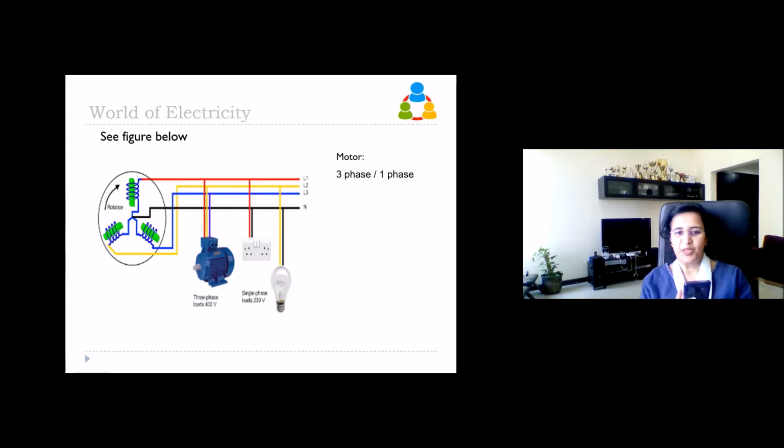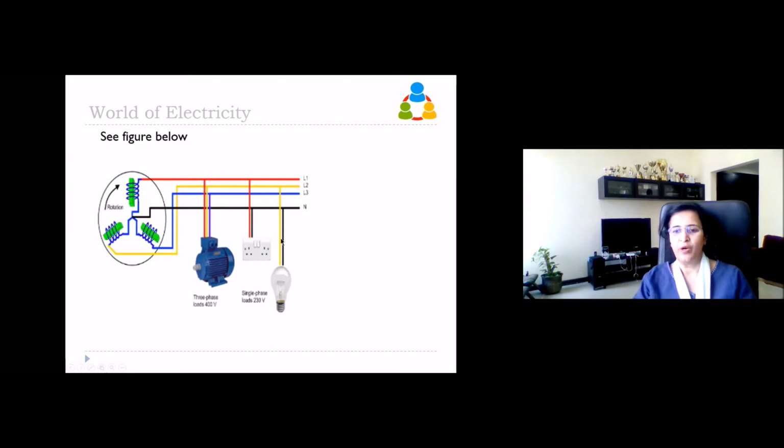Is the motor single phase or three phase? Yes, it's three phase, right? Megha said three phase, Ritikesh, Haripriya. Yeah, right. So you can see that R, Y, B wires are coming to this motor. So it is three phase.